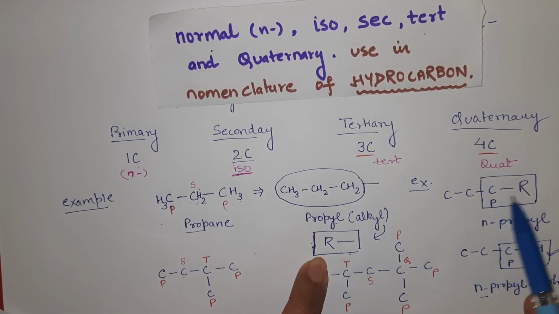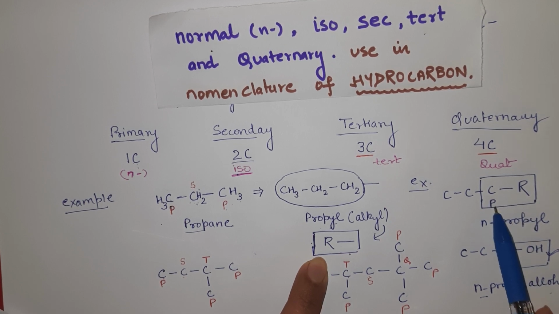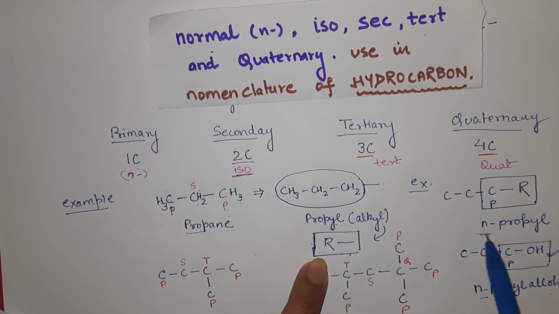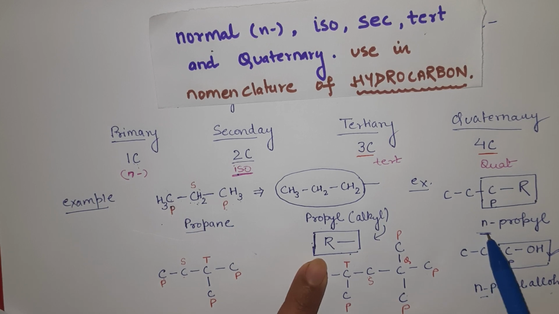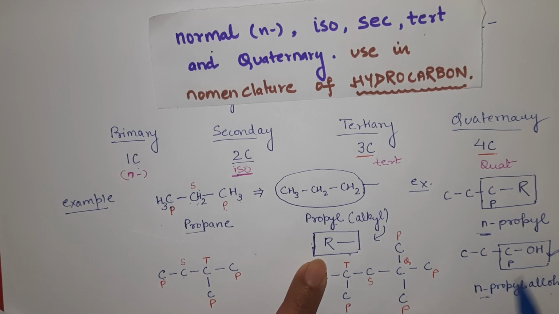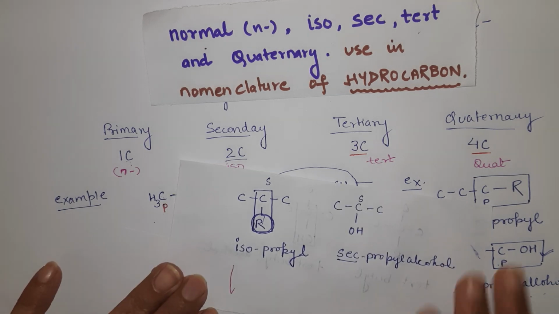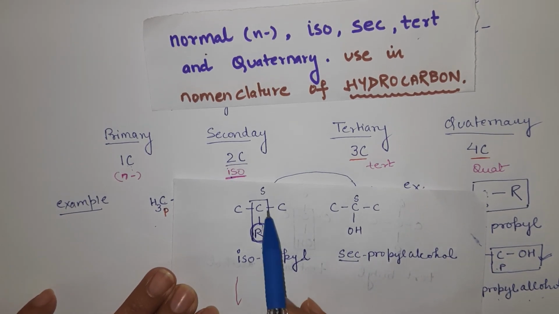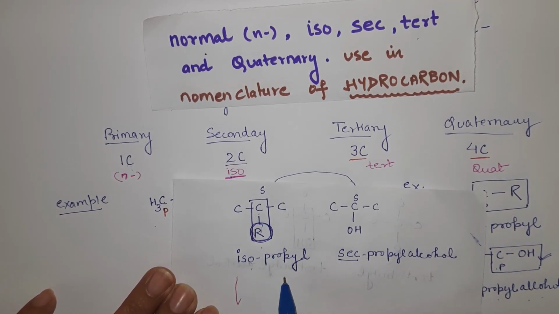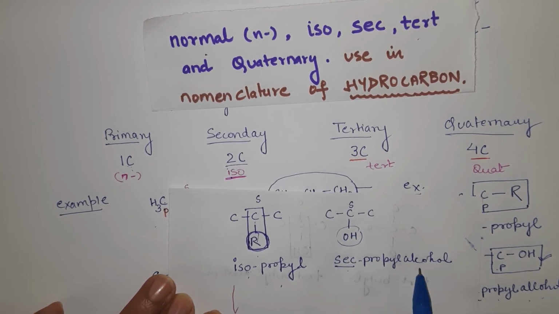And if an alkyl group is attached to a chain, means if an alkyl group is attached to the primary carbon, the prefix we use is N. N means normal. So the normal propyl, N propyl. If any functional group attaches here to the normal primary carbon, so the name is N propyl alcohol. If the alkyl group is attached to the secondary carbon, the name is isopropyl. If a functional group attaches here, so secondary propyl alcohol.